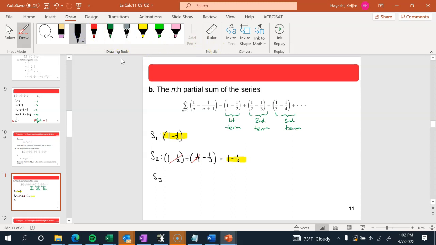The third partial sum is going to be the three terms that we see here. And the same thing's going to happen with the 1/2s. But it's also going to happen with these 1/3s now, with the inclusion of the third term here. The minus 1/2 will cancel out with the plus 1/2, but the minus 1/3 will cancel out with the plus 1/3. So that we're just left with, again, the 1 from the beginning, and then the minus 1/4 at the end.